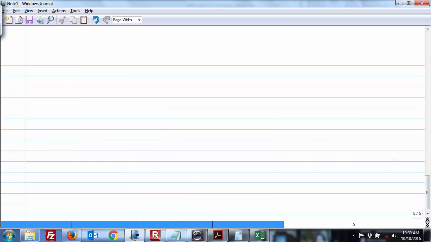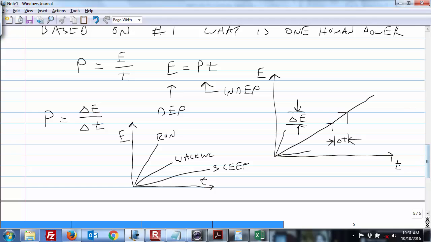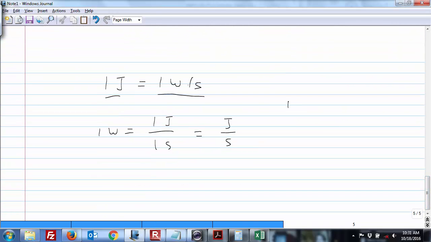So mathematically, 1 joule equals 1 watt second, 1 watt times 1 second. So 1 joule equals 1 watt second. 1 watt equals 1 joule per 1 second. Another way to write that is just joules per second. And we saw that with the dimensions. So time is a dimension, energy is a dimension, power is a dimension, and now we've shown it in units.